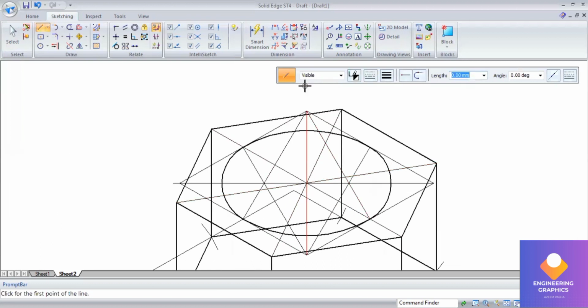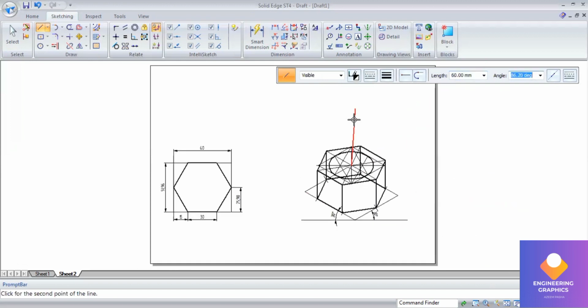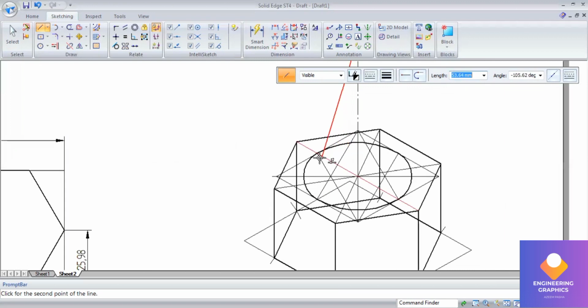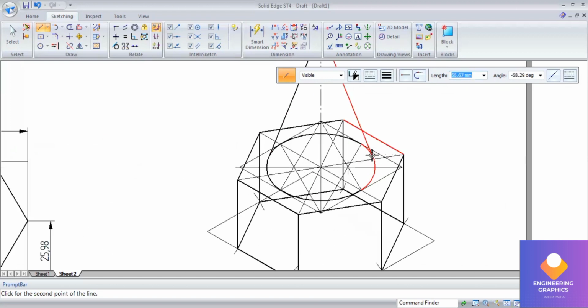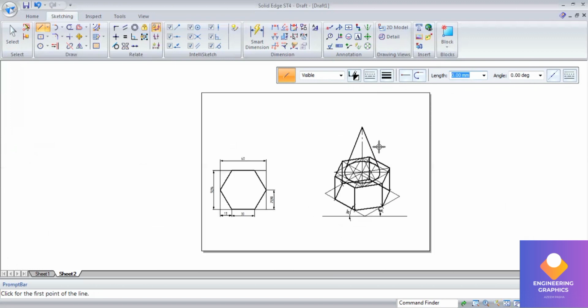Now the axis length we should consider is 60 mm from the center of it. Now go to continuous line and draw a tangential line for the ellipse. Okay, so that completes the isometric of it.